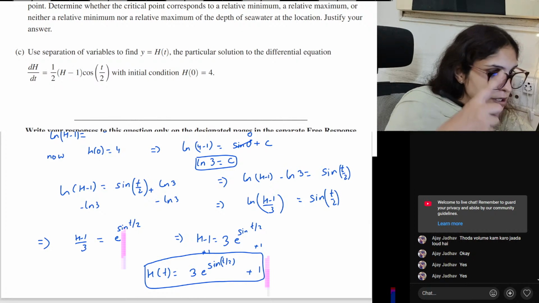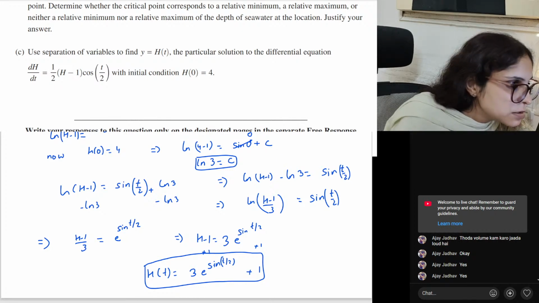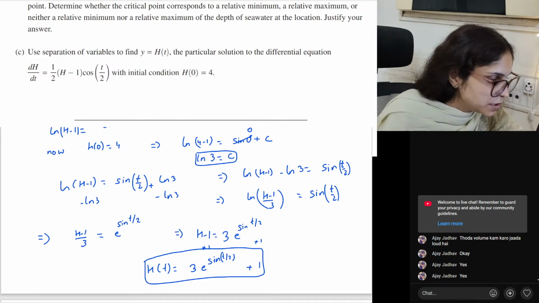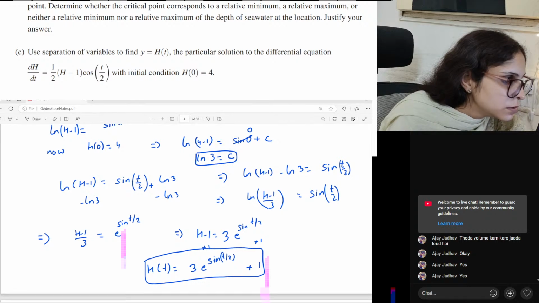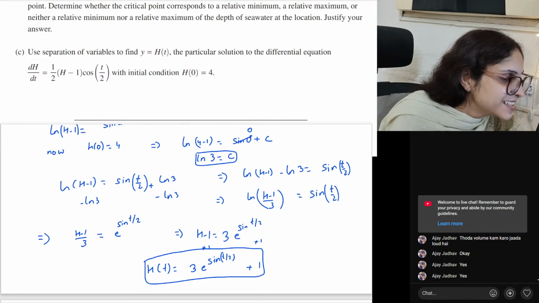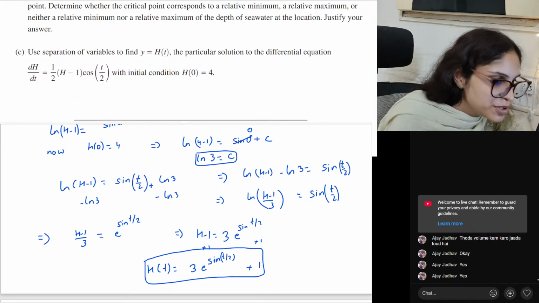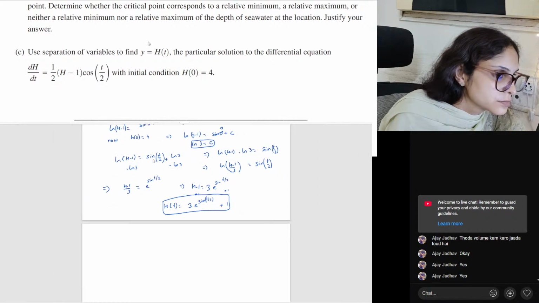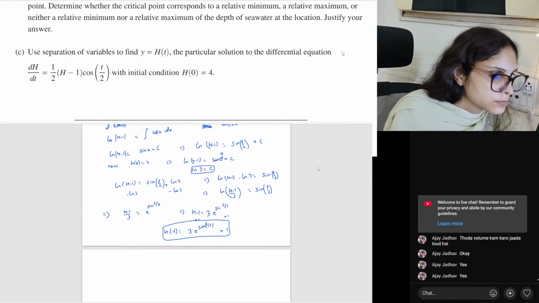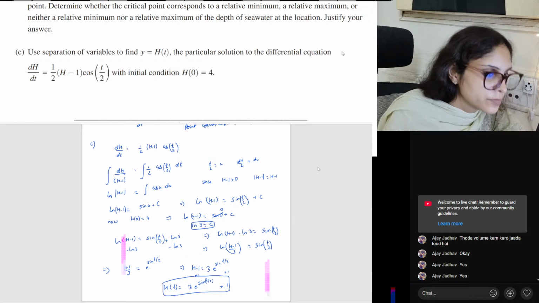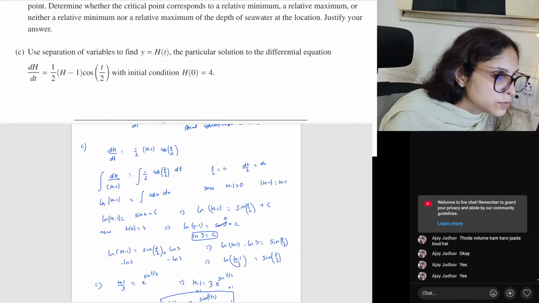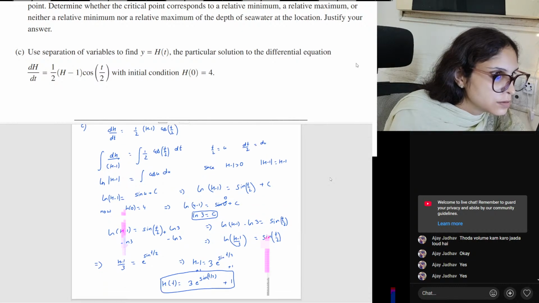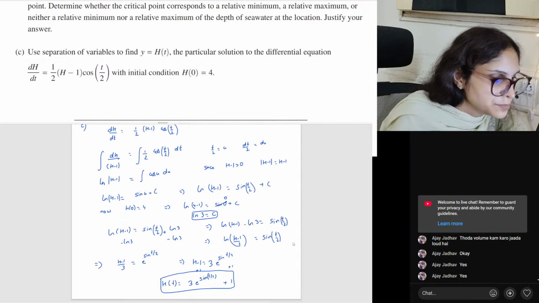And for this one, let me see if I can make it bigger. No, I can't. So I'll make it smaller so that you can see the entire solution. I think we can. Yeah.